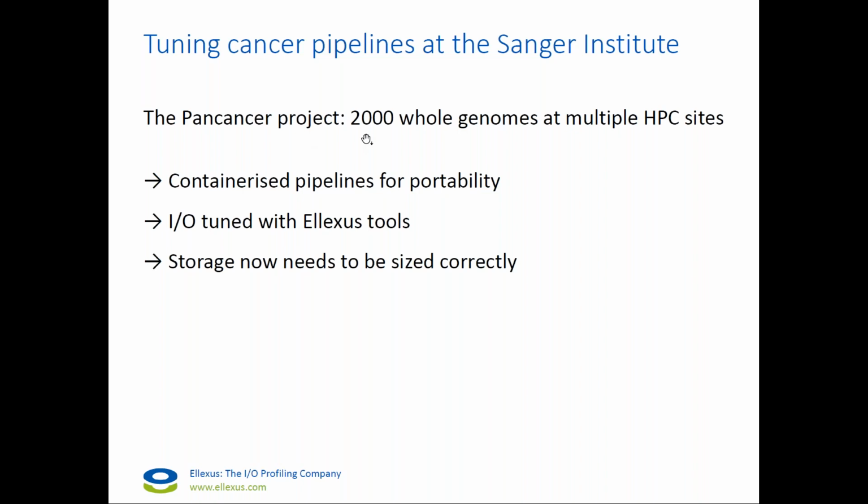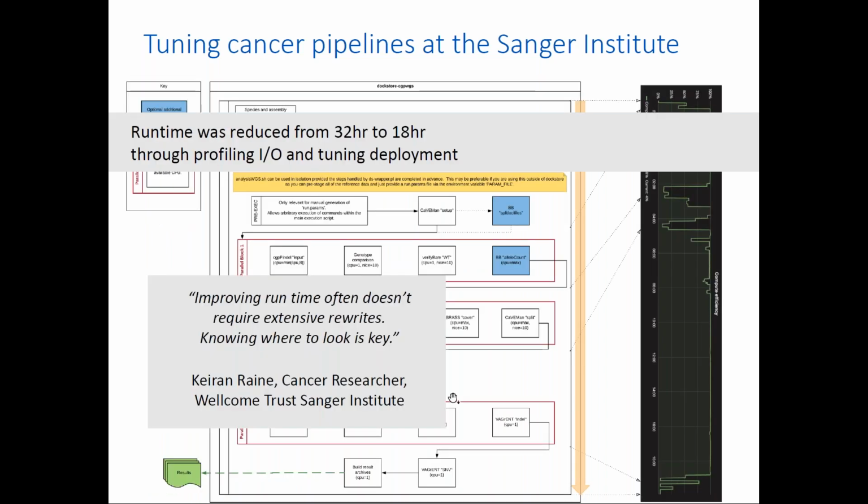So the first thing they did was containerize it for portability. They used Docker to start with, but have now moved over to using Singularity. They tuned it with I/O tools, and they also did some I/O optimization because it's their own code. They recognized some I/O patterns themselves that could be optimized. And then finally, we looked at what resources this new pipeline needed to run, so that other sites could allocate resources appropriately. So the first stage of the optimization was very successful. Runtime was reduced from 32 hours down to 18. So that's a pretty good result.